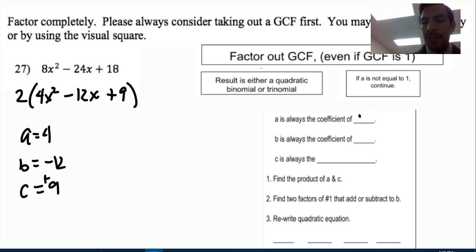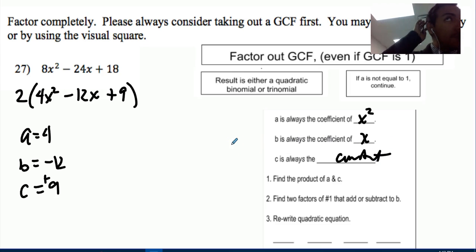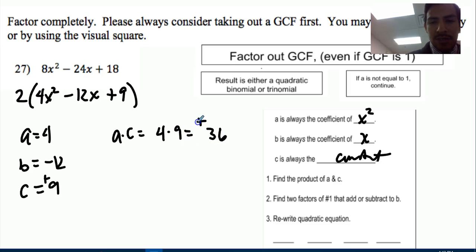A is always the coefficient of x squared. B is always the coefficient of x. And C is always the constant. So now I just need to follow these instructions. I got to multiply A times C together. So A times C is equal to 4 times 9, which is equal to a positive 36. Now I need to find two factors of 36 that add or subtract to B. So let's do some work here, and let's see.